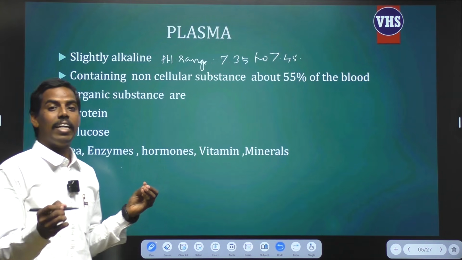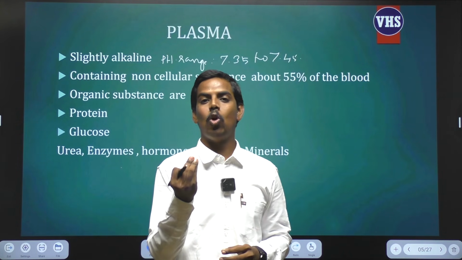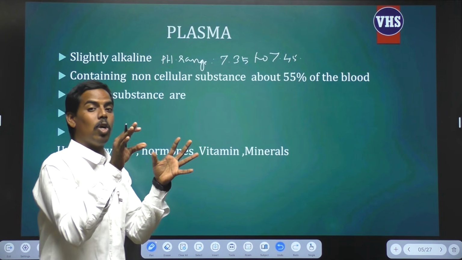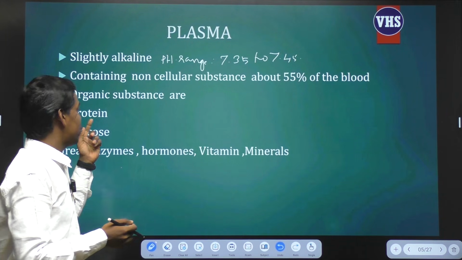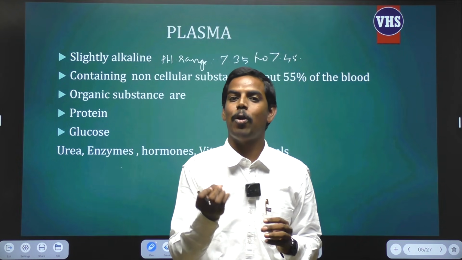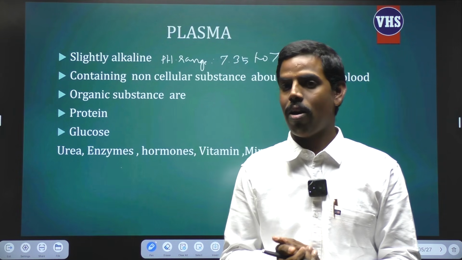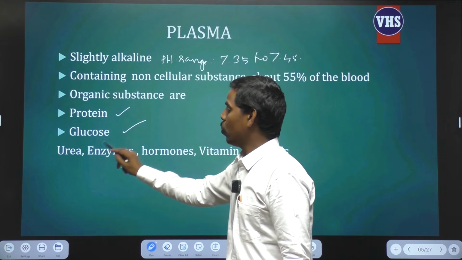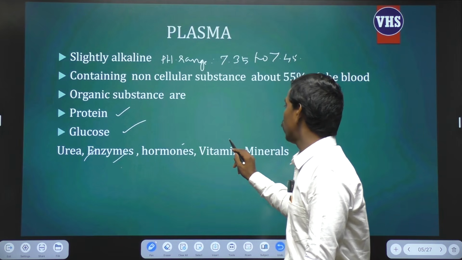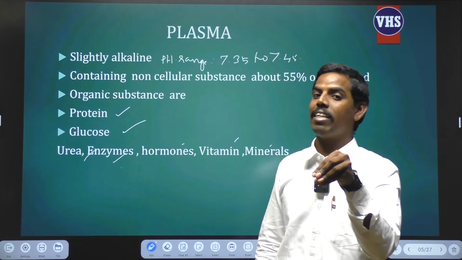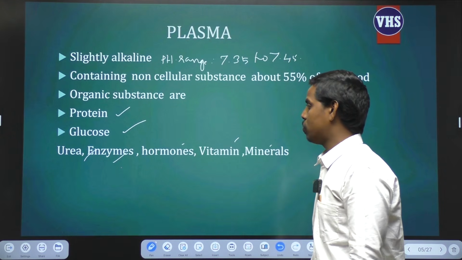The next point, it contains non-cellular substance. Non-cellular means the blood cells are not in the plasma. The second thing, organic substances. What organic substances are present in the fluid plasma? Protein, glucose, urea, enzymes, hormones, vitamins and minerals. These are all present in the fluid plasma.